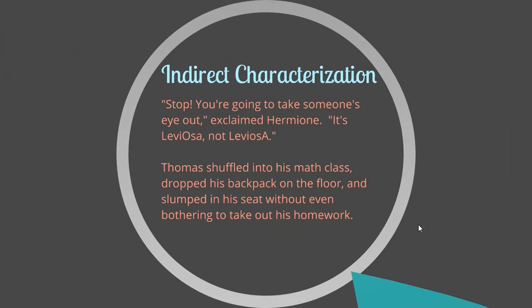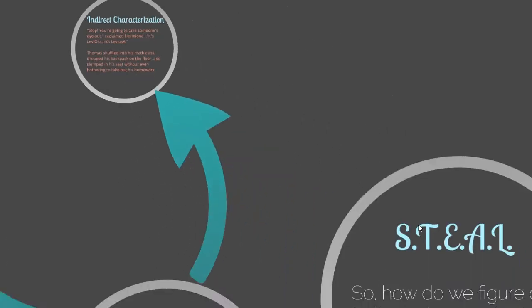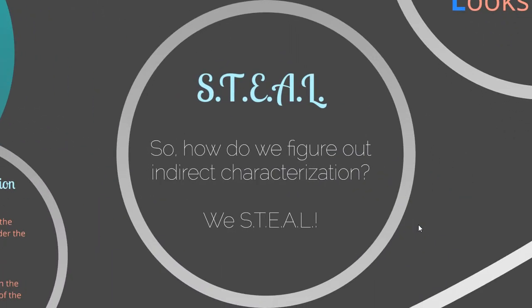So, for example, "Stop. You're going to take someone's eye out," exclaimed Hermione. "It's Leviosa, not Leviosa." Thomas shuffled into his math class, dropped his backpack on the floor, and slumped in his seat without even bothering to take out his homework. So these two examples give us an idea of what both characters are like without actually telling us what the characters are like. And through both of these examples, they use the STEAL method. So that's what we're going to do.